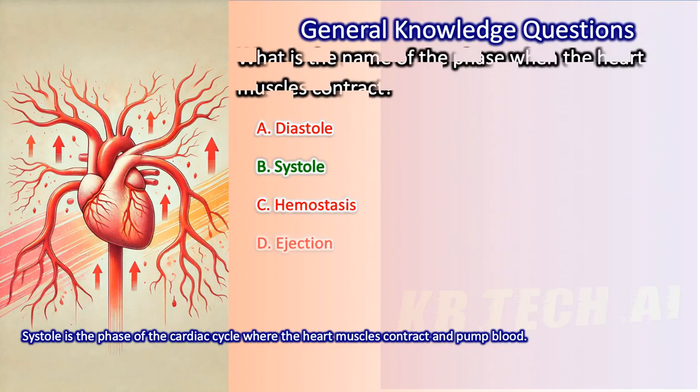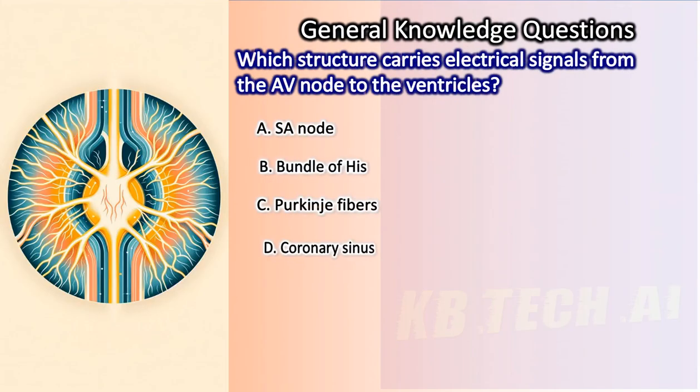The answer is option 2. Systole. Which structure carries electrical signals from the AV node to the ventricles? Option 1. SA node. Option 2. Bundle of His. Option 3. Purkinje fibers. Option 4. Coronary sinus.